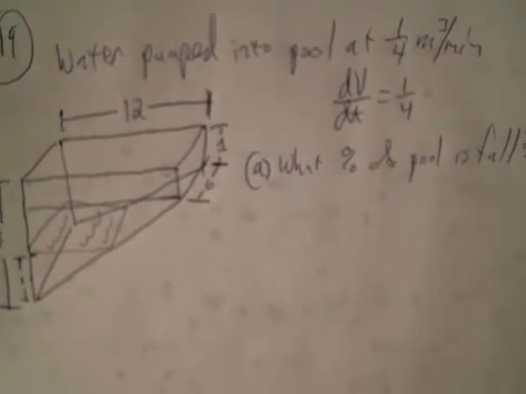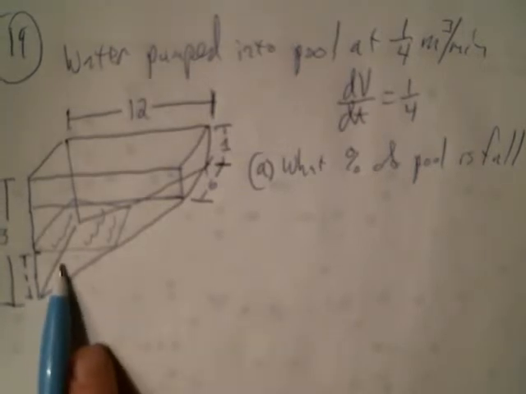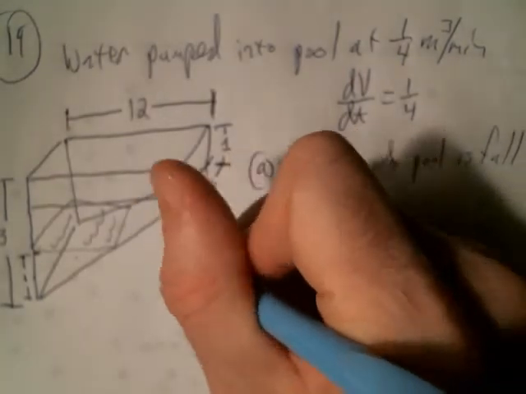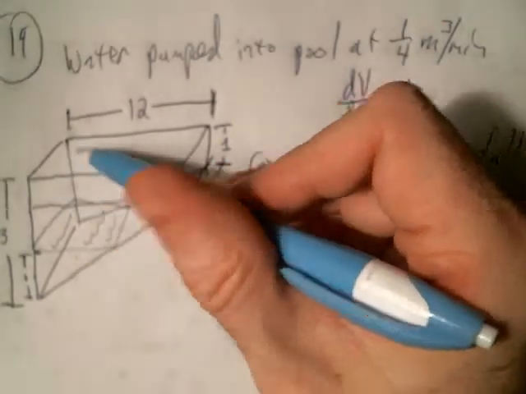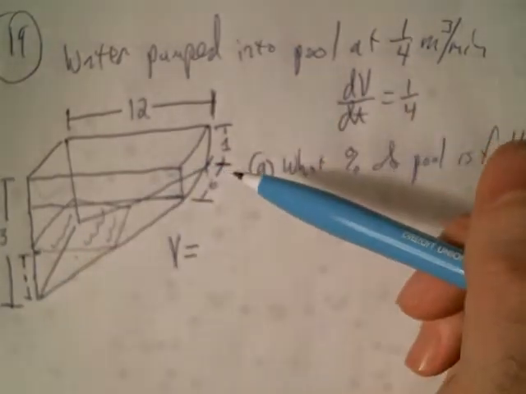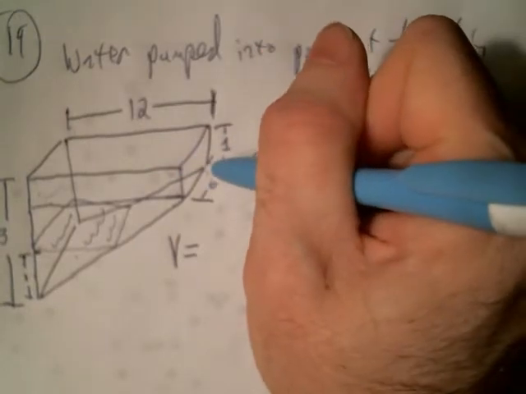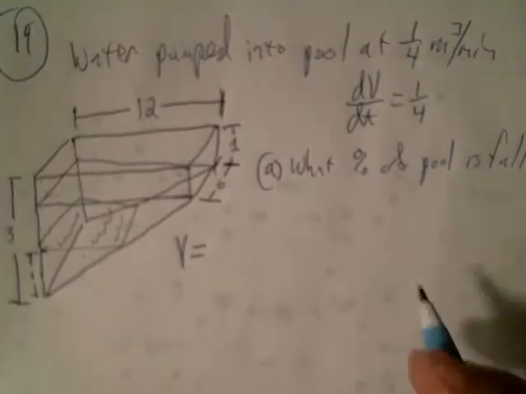So how do we get through this part of the problem? We want to make a ratio: the total volume in the denominator, and in the numerator, the volume of the water region. So the volume of the pool is going to be the volume of this rectangular solid region, plus the volume of this triangular type region here.